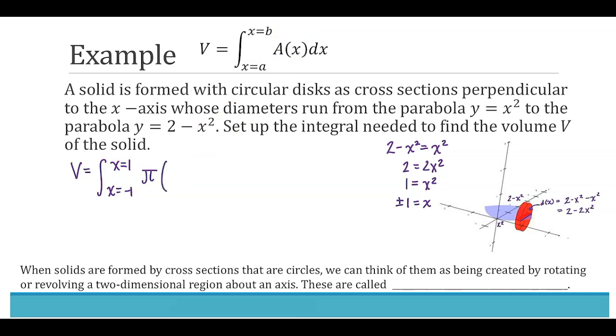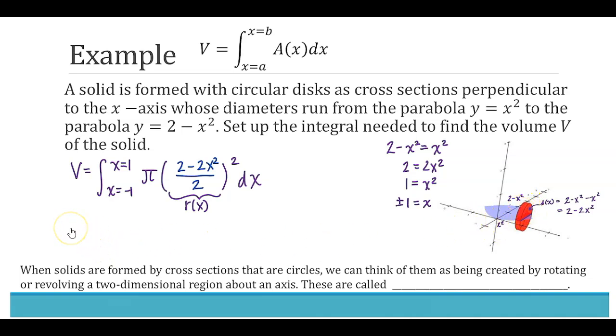So I'm going to leave pi, I'm going to leave a big space for r squared. So what needs to go right here is my radius as a function of x. Well, here we found that this was going to end up being the diameter. So the diameter, 2 minus 2x squared, is going to have to be cut in half to find the radius. So my radius is going to be (2 minus 2x squared) over 2. And then we have dx. We want to make sure that we're all the same variable here, our limits of integration and our integrand and our differential. So this is going to be the integral needed to find the volume of this particular solid.